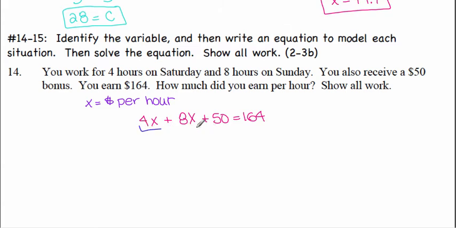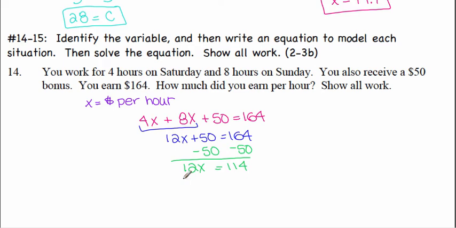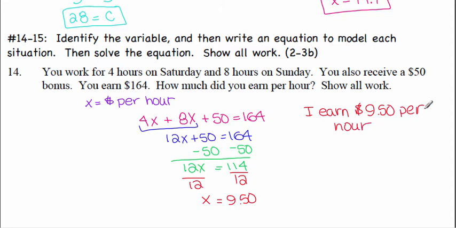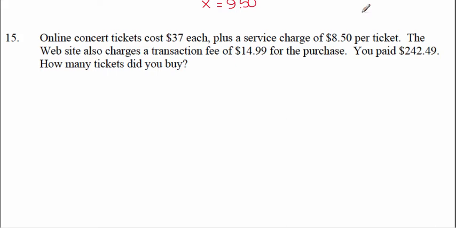Solve this problem by combining my like terms first. Now move my 50 over by subtracting 50 from both sides. Now divide both sides by 12. X is $9.50. So I earn $9.50 per hour.